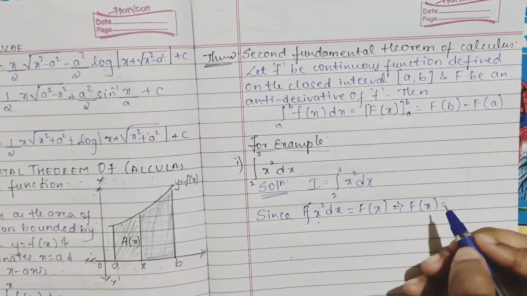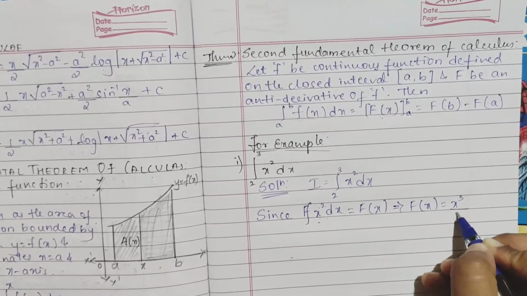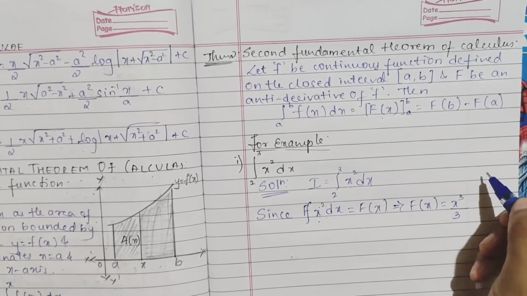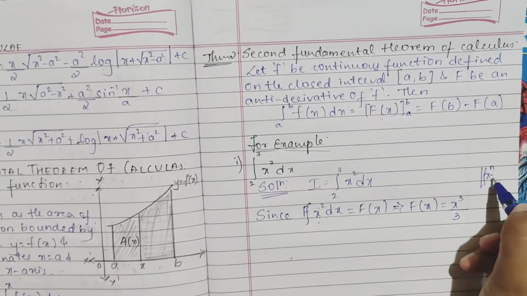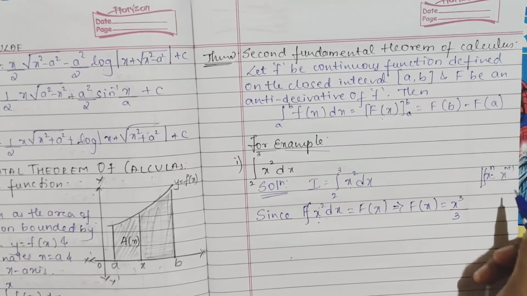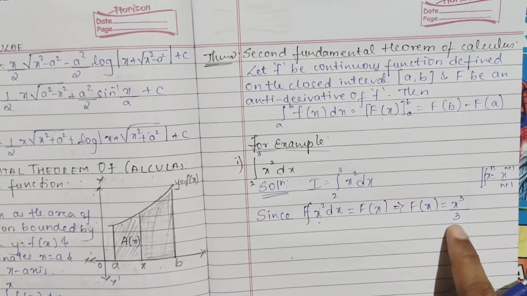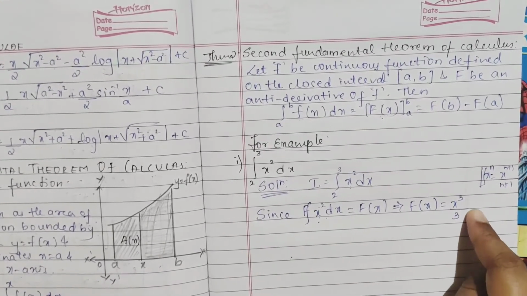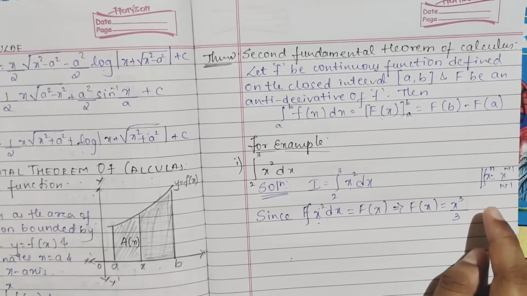The integration of x square dx is x cube divided by 3. It is in the form of x raised to n, so x raised to n plus 1 divided by n plus 1. First you have to integrate, but don't add the integration constant here.